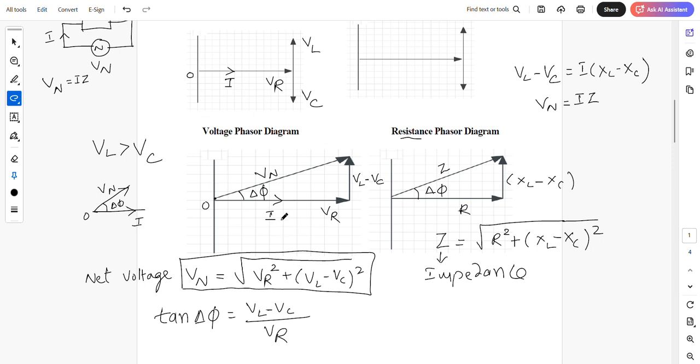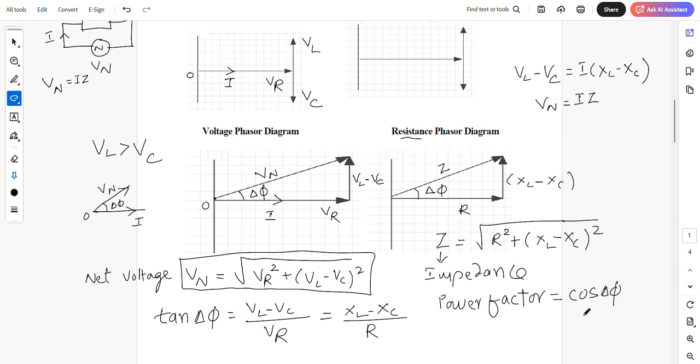If I observe the resistance phasor diagram, the same thing can be written as tan of delta phi equal to perpendicular by base, that is opposite by adjacent, XL minus XC divided by R. Now what is power factor? Power factor is given by cos of phi, which is equal to cos of delta phi.